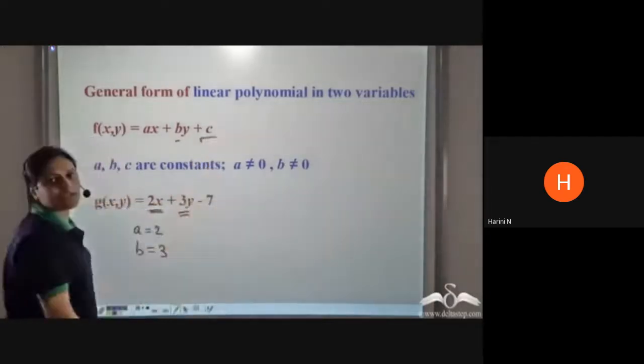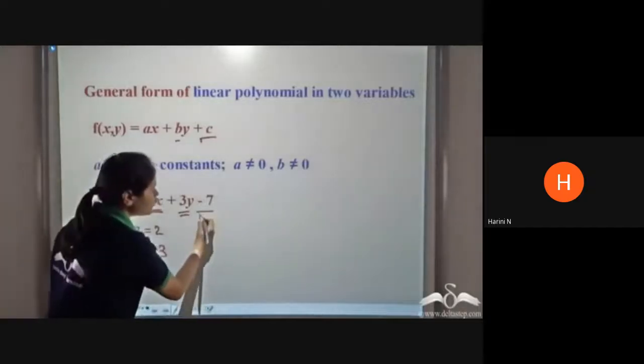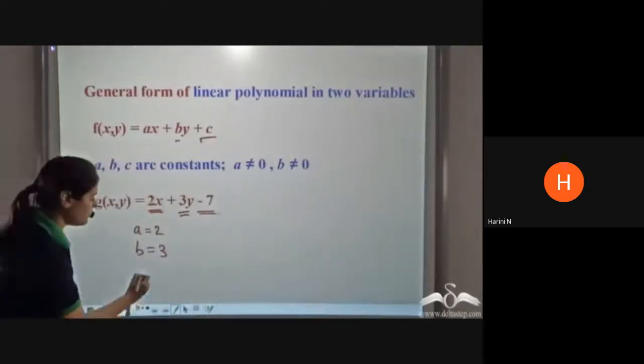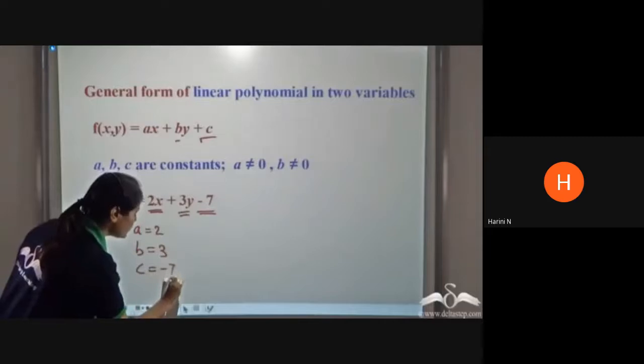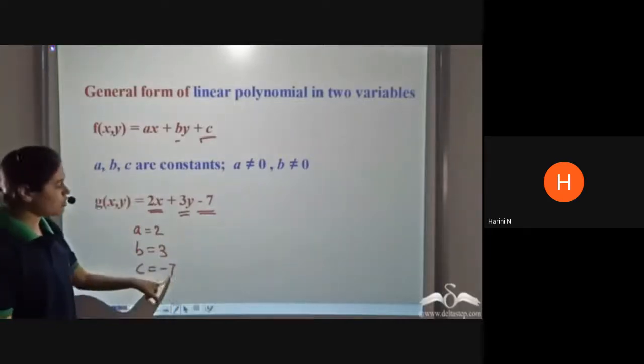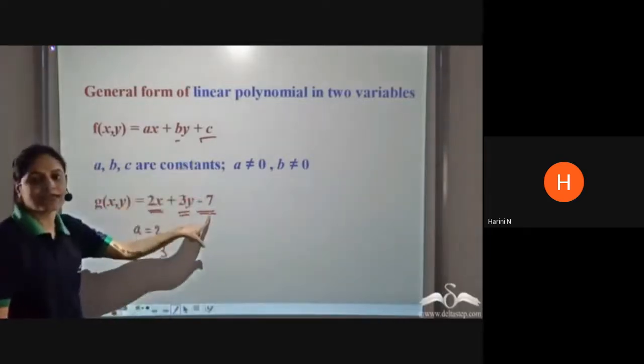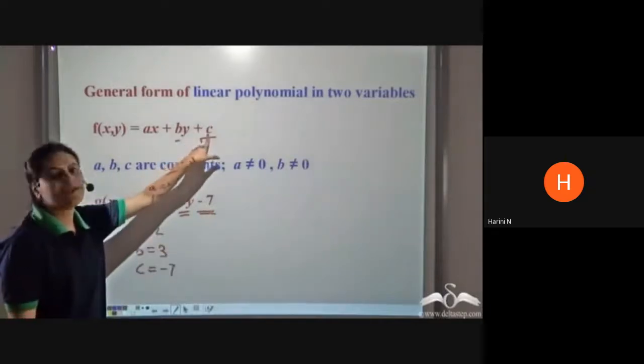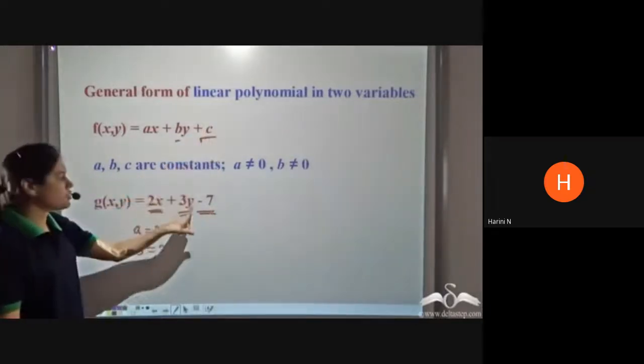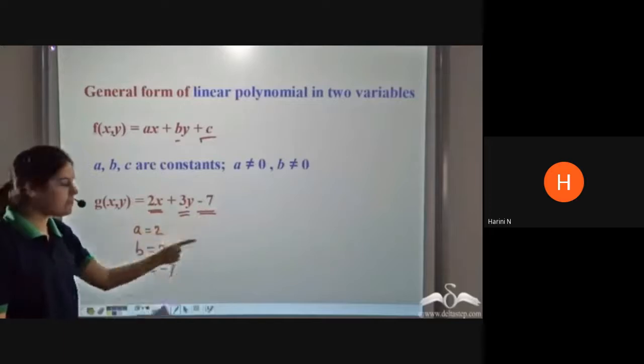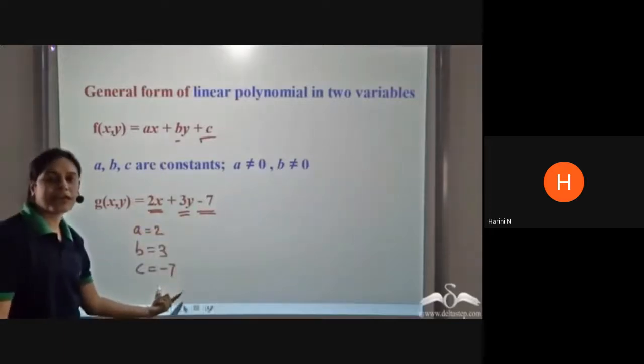C is the constant term. The constant term here is -7. So c is equal to -7. Note that it is not 7, it is -7, because we consider a plus c here. So this is plus -7. So c is -7.